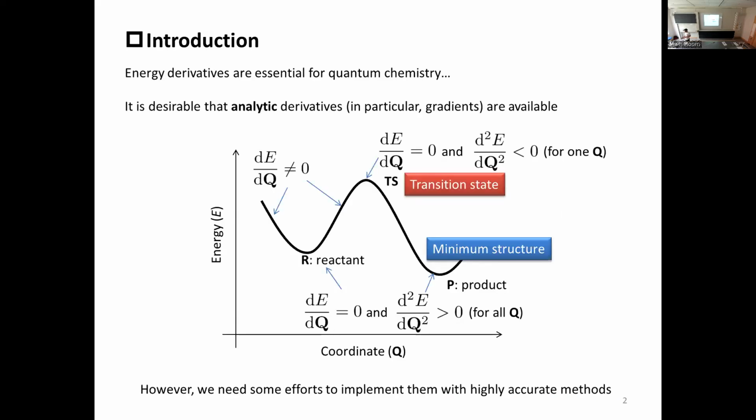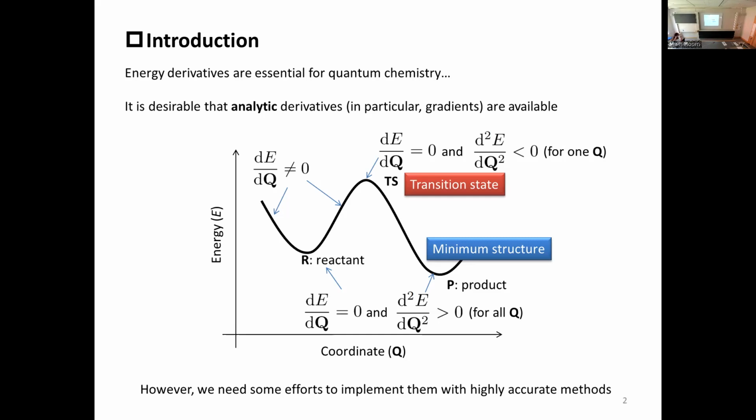So as an introduction, I would like to say that energy derivatives are very important for quantum chemistry because with energy derivatives, we can optimize molecules, in particular with gradients. And if possible, we want to have analytic derivatives because numerical derivatives are very time consuming. But it is usually difficult to develop analytic derivatives with highly accurate methods like CASPT2.